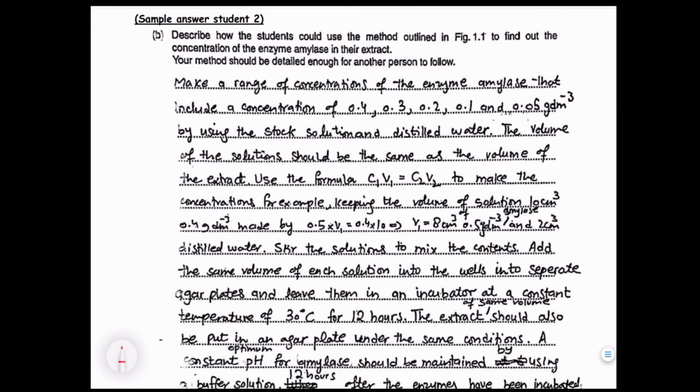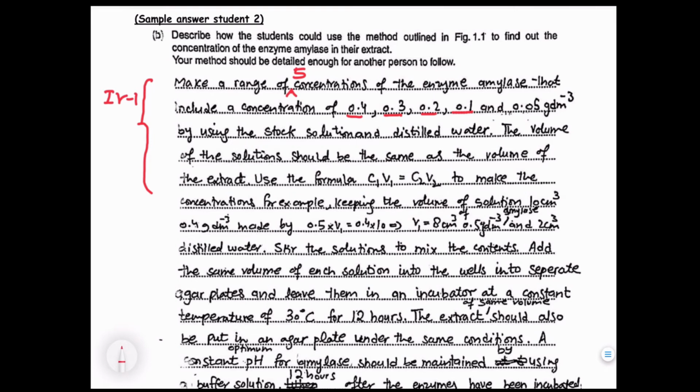Number 1, we can see that this student is actually able to identify the independent variable. The student did mention about 5 concentration. So including 0.5, you have 1, 2, 3, 4 and 0.5. So total of 5 concentration. So this will be 1 mark.